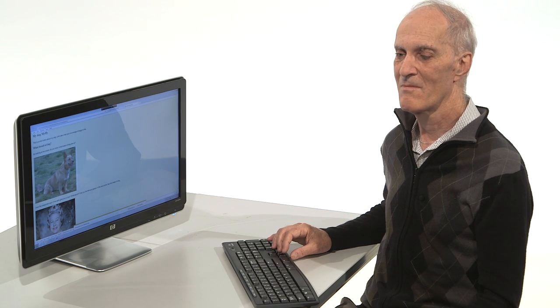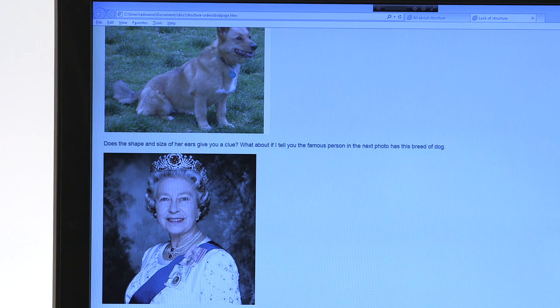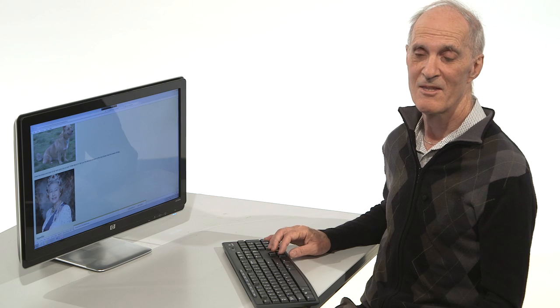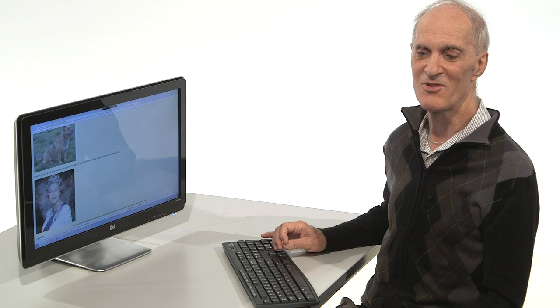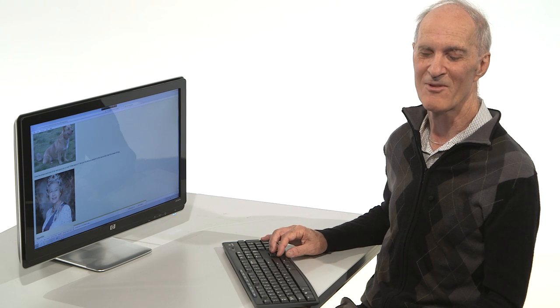By looking at her photo, do you know what breed of dog she is? Does the shape and size of her ears give you a clue? What about if I tell you the famous person in the next photo has this breed of dog? Appetite. And then it goes straight on to appetite. Because there was no alternative text on the images, it doesn't tell me anything about them.